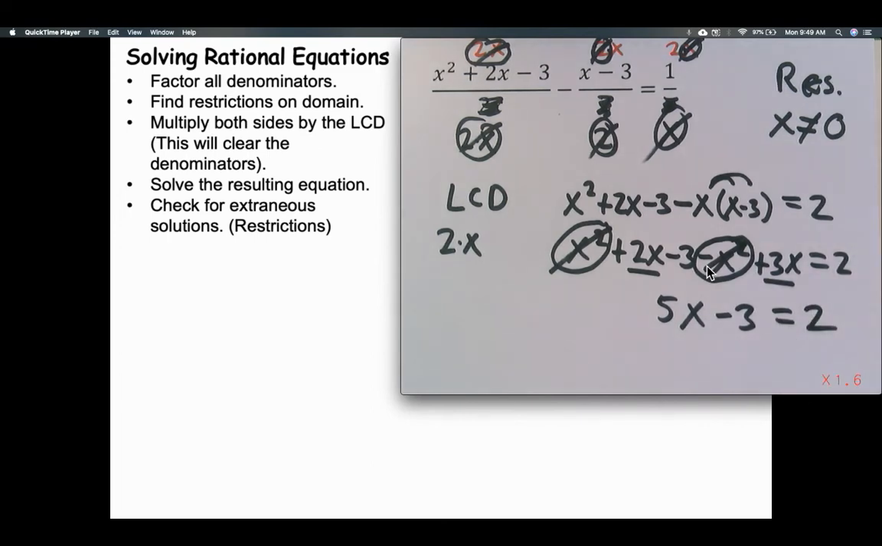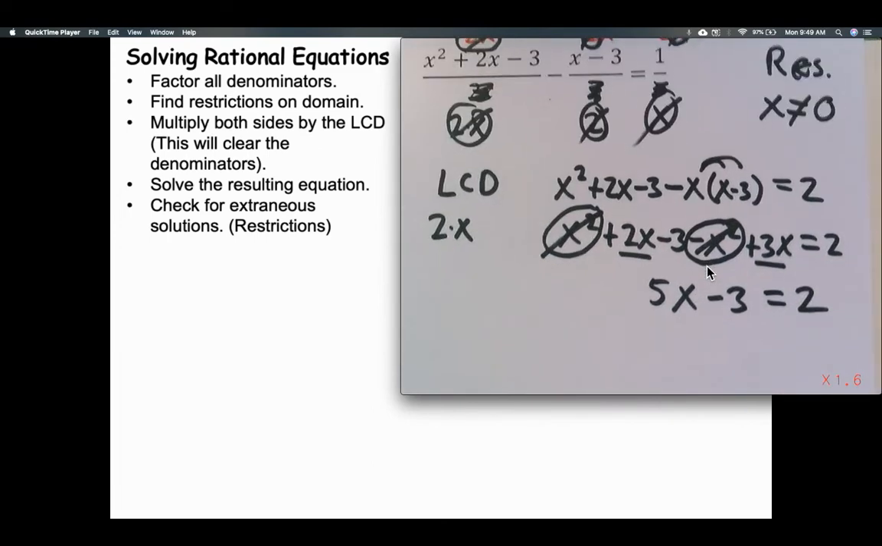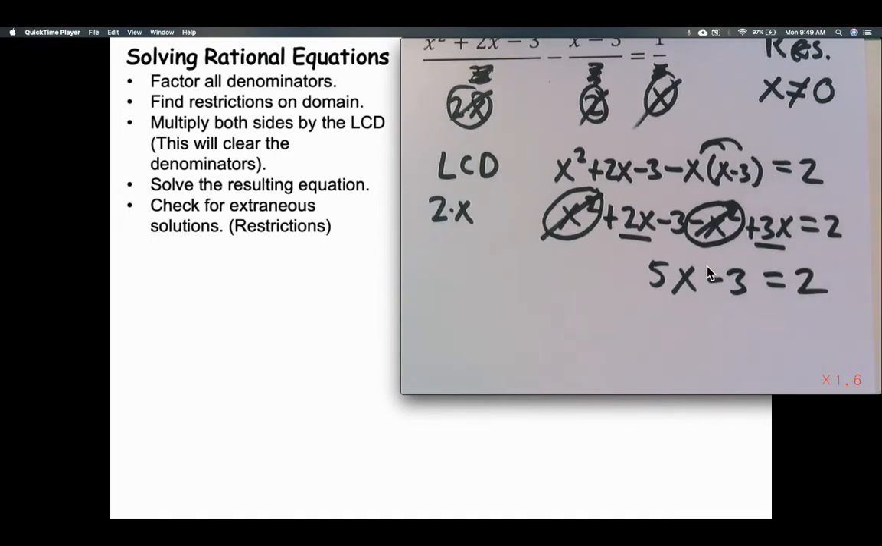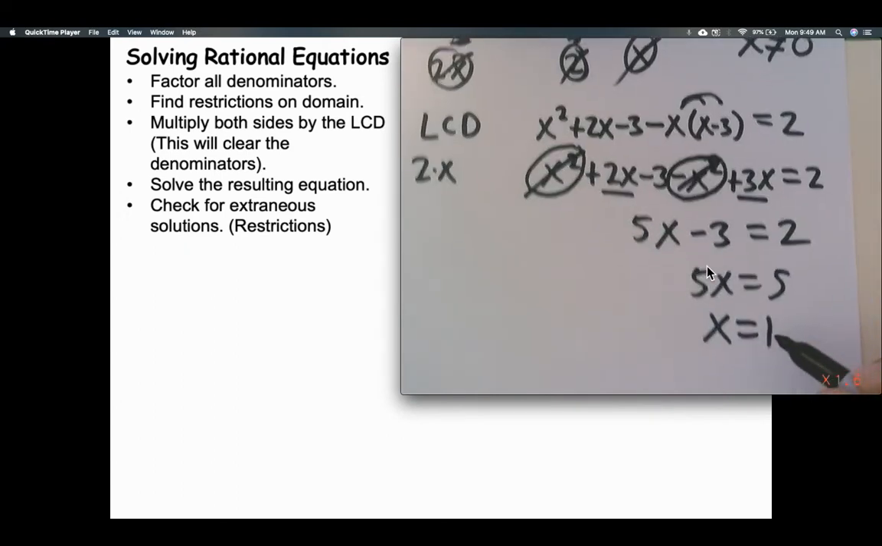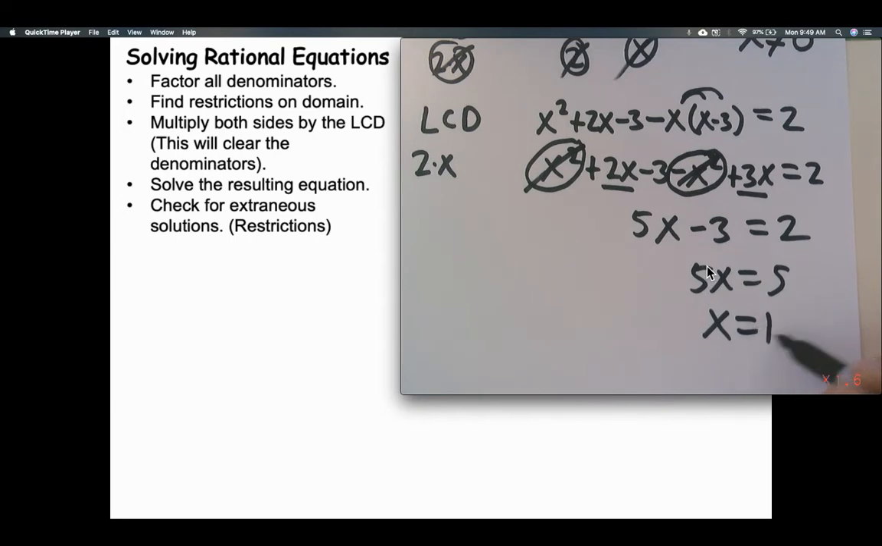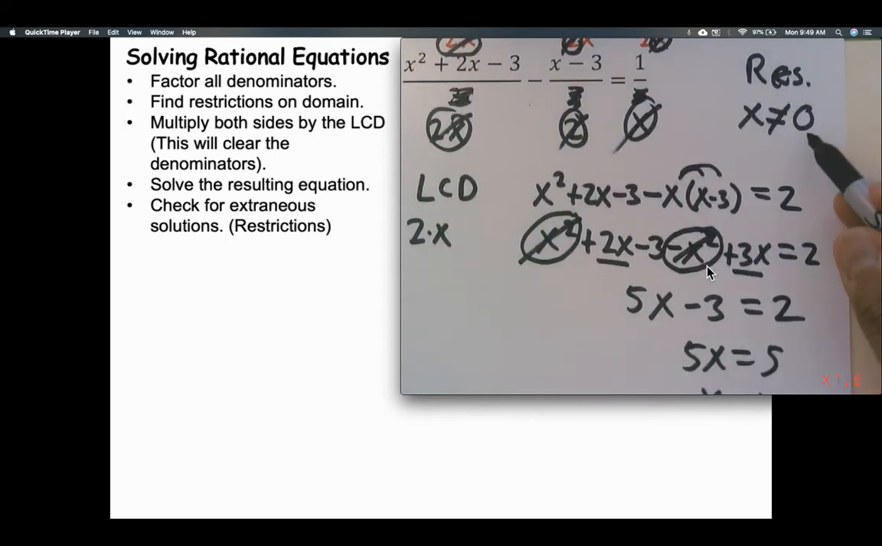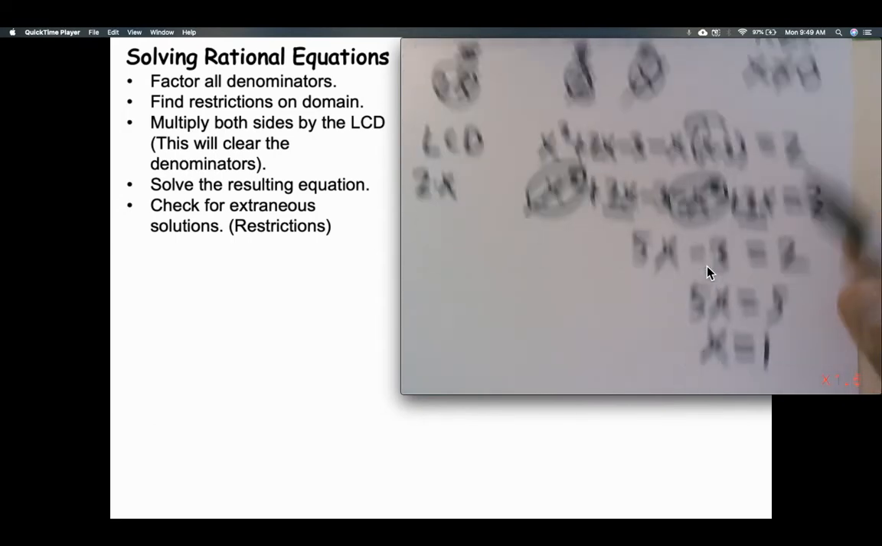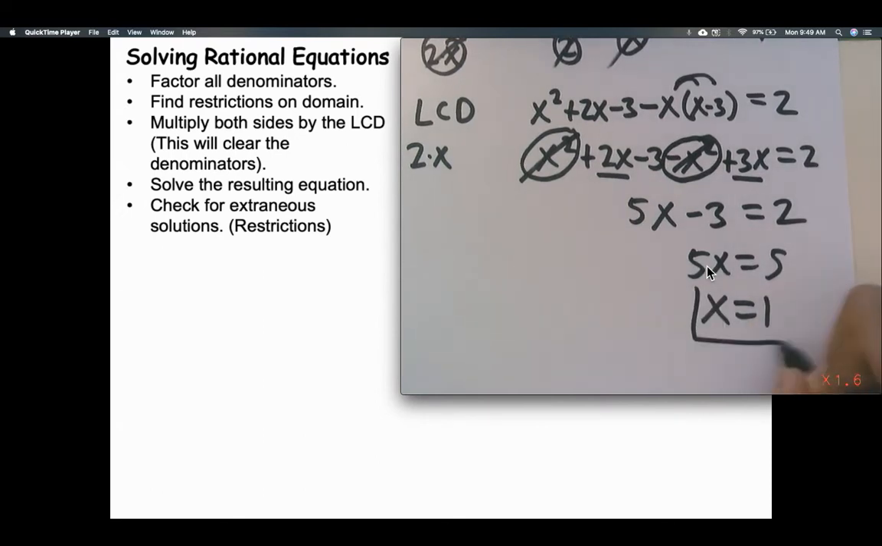All right. Now you have a basic kind of equation here that we're going to solve. So you're going to add 3 to both sides. So you're going to get 5x equals 5. Divide by 5, so x equals 1. All right, so now what we're going to do is check that against the restriction that we found up here. So your x cannot be 0. It's not a 0, so we are good to go. Just box that guy, and you are done with that one.